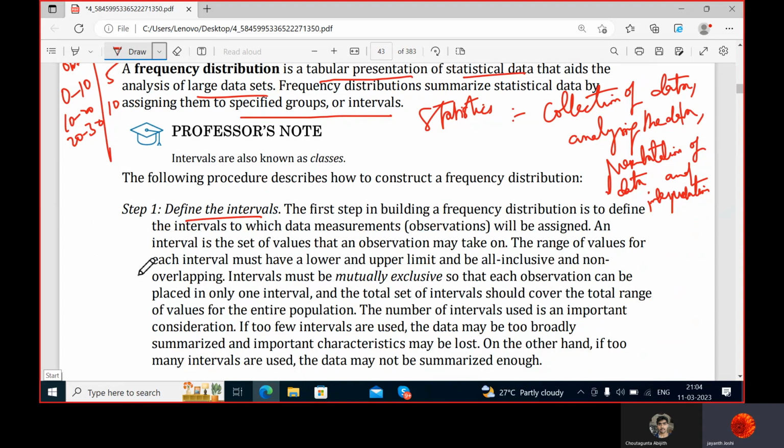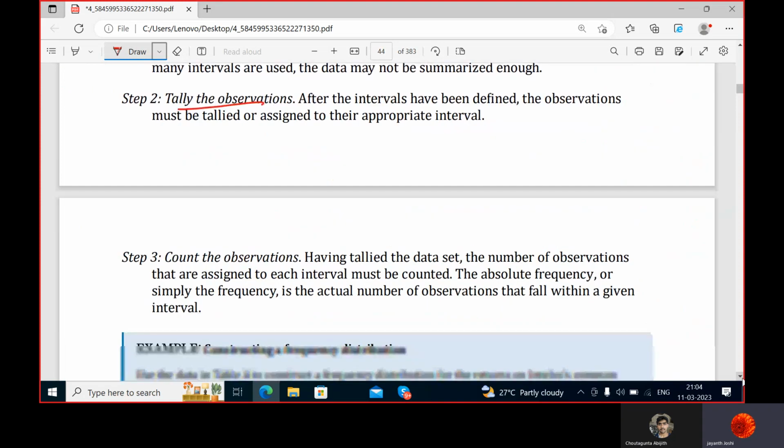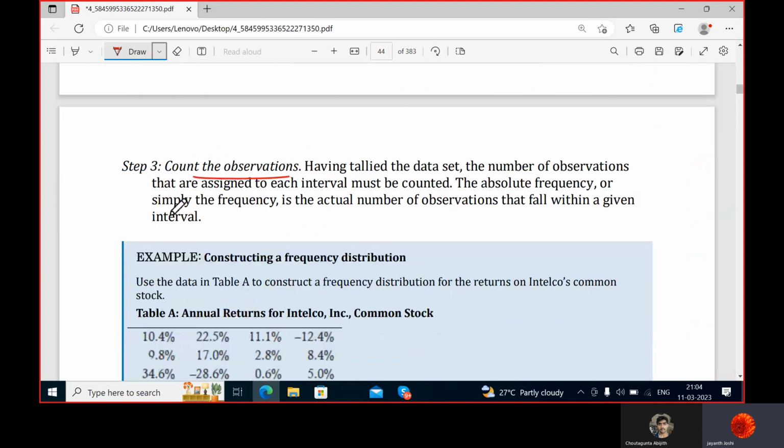So what are the steps you have to follow when you construct a frequency distribution? First, you have to define the interval, correct? And then second, tally the observations. And then third, count the observations. And to follow the steps, what is the first step, Abhijit?